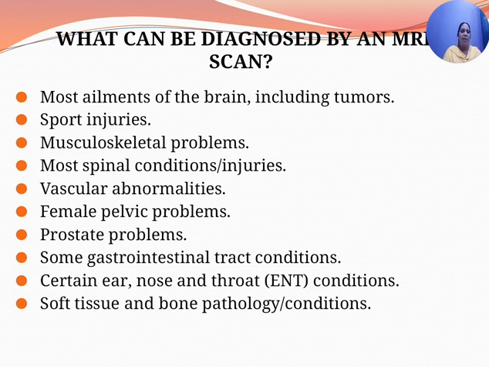Vascular abnormalities can be identified. Female pelvic problems can be identified. Prostate problems can be diagnosed, and some gastrointestinal tract conditions can be noticed. Certain ENT problems, that is ear, nose, and throat conditions, can be studied, and soft tissue and bone pathology conditions can also be studied using MRI. So MRI is very useful for diagnosing all these problems associated with our body.